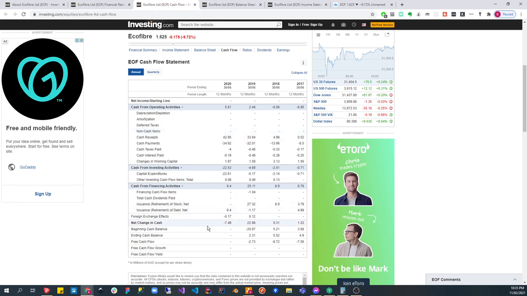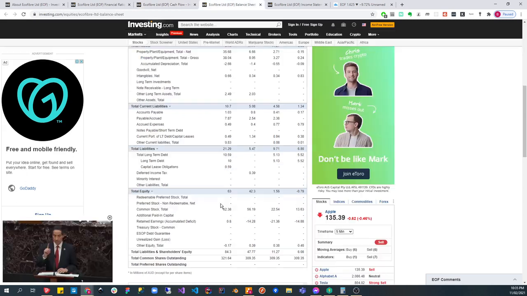But the net change in cash is negative, though we're looking at the investing activity, which is spending a lot on capital expenditure. The previous year it was really high because of an issuance of stock, and we can look at the chart later to see when it actually IPO'd.